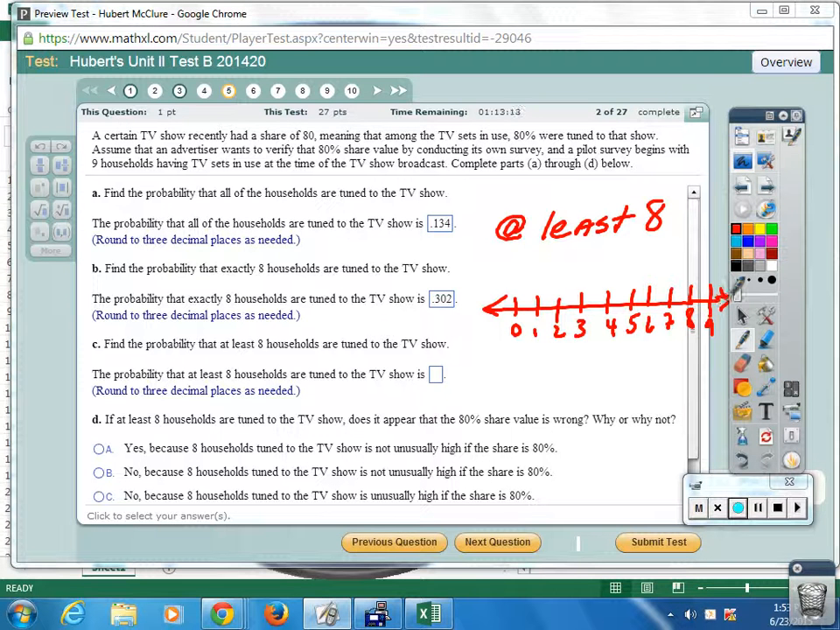Okay, so there's our set because we don't have 10 houses and we don't have negative houses. All right, so at least 8. So what does at least 8 mean? That means your lowest number is what? 8. So that means we're covering this one and this one. So question C is talking about these 2 houses. At least 8 means these 2 houses right here.